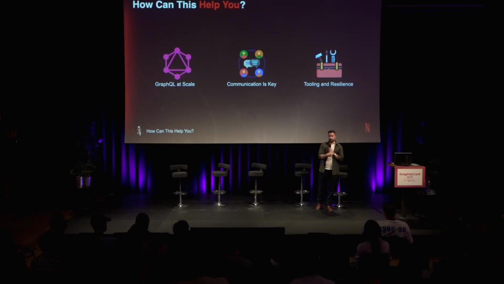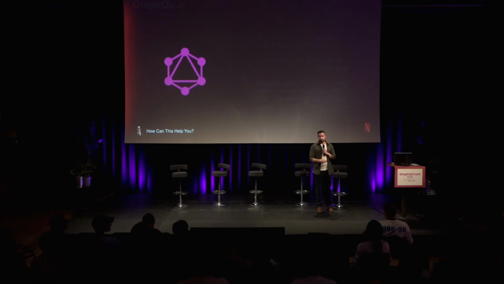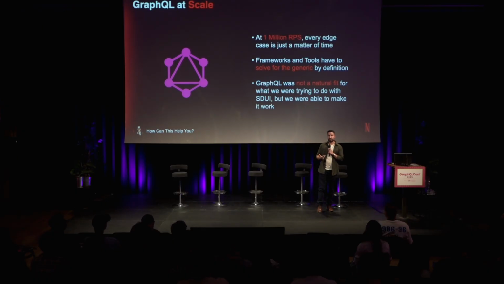GraphQL at scale is the first tentpole I want to talk about here, where at 1 million RPS, every edge case is really just a matter of time. Frameworks and tools have to solve for the generic by definition, and I think that's important. GraphQL Java, in terms of adding to those hash data structures, wasn't inherently a problem, right? They weren't doing anything wrong. It's not like we are going to make a contribution to GraphQL Java to not do that. It was just wrong for our particular use case and our particular scale.